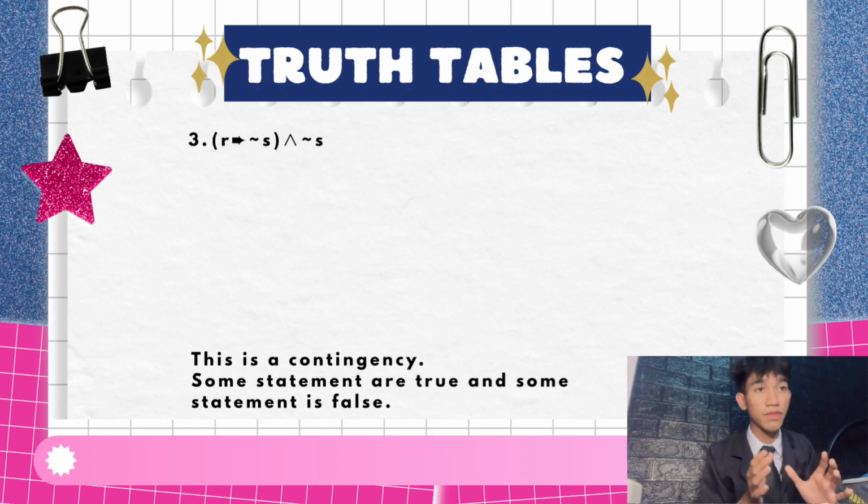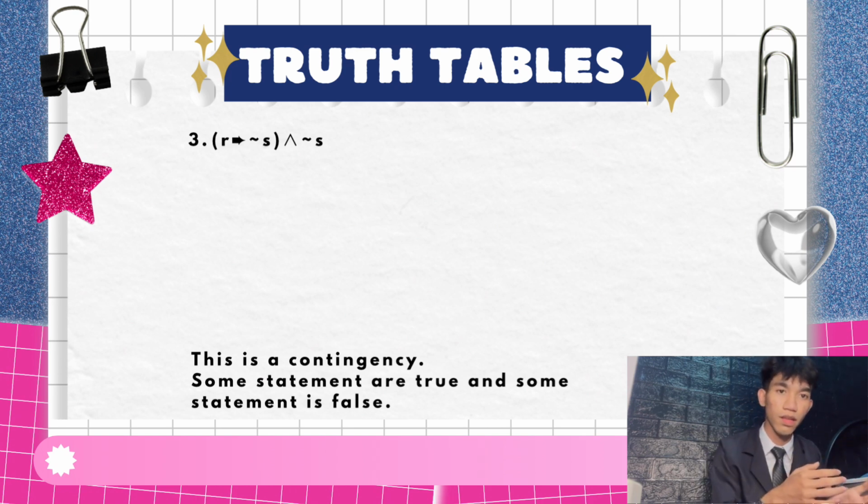Here is the truth table for R implies negation S and negation S.